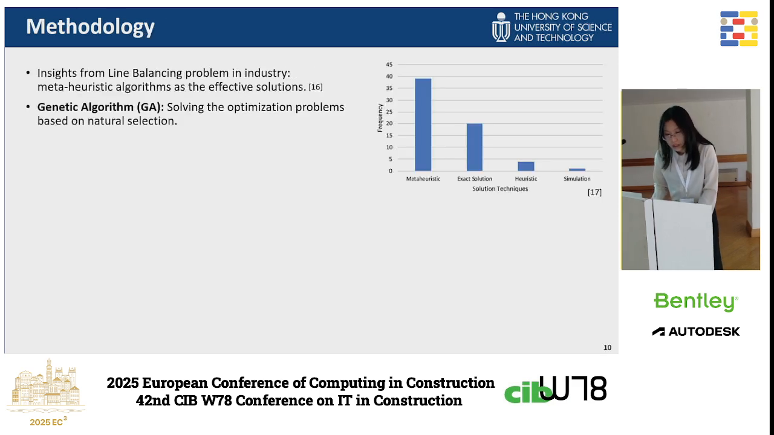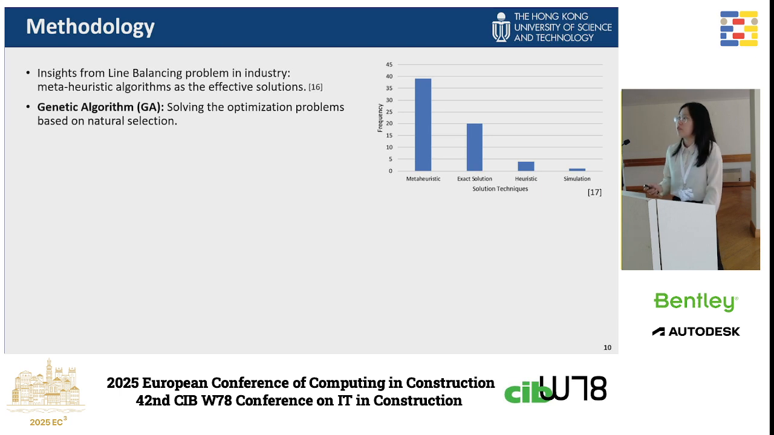For the methodology, as we said before, HRC in construction hasn't been discussed so widely, so we can get some insights from the line balancing problem, especially in industry. We can see metaheuristic algorithms as an effective solution, and the GA, which can solve optimization problems based on natural selection, can handle nonlinear relationships and also some complex constraints.